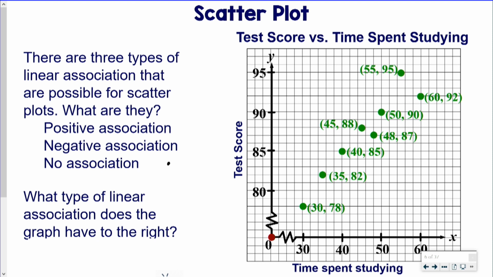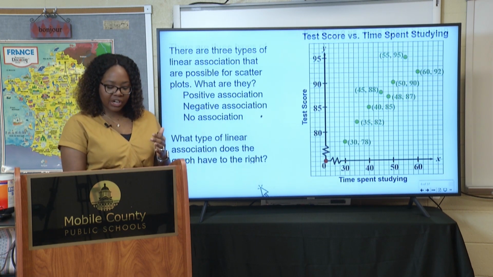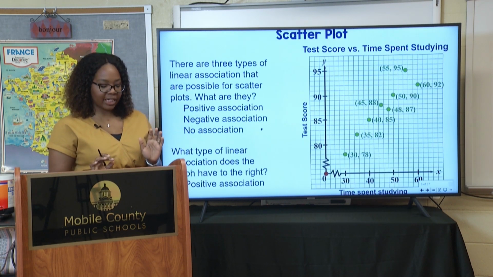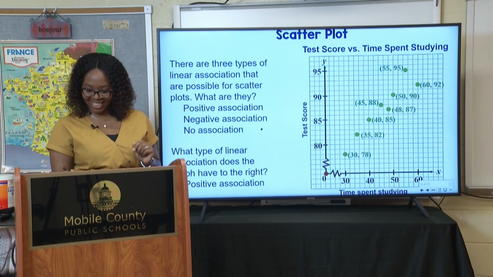So now let's look at our graph for test score versus time spent studying. Which one of these associations is represented in our scatter plot? Well, notice that as time spent studying went from 30 to 60 minutes, the test score increased from 80 to 95%. So as x increased, y increased as well. So we'll say that this graph represents a positive association.